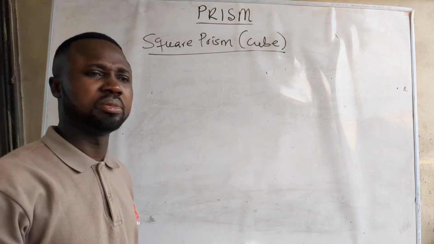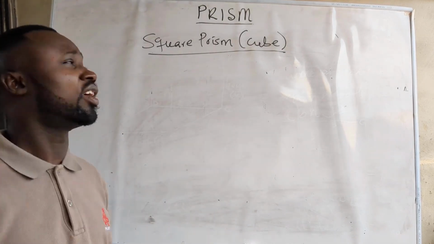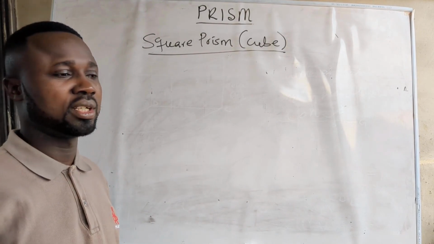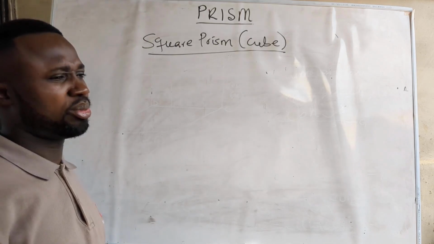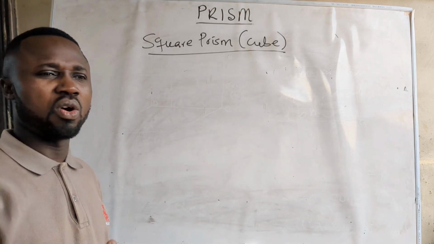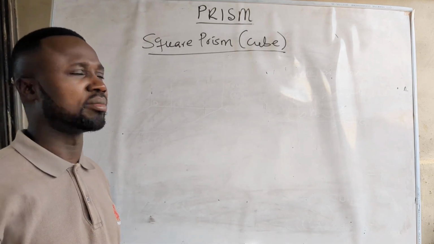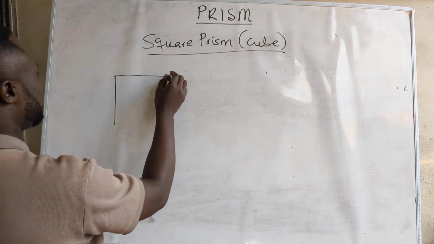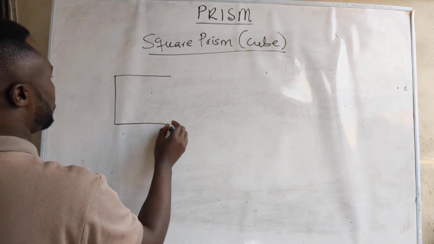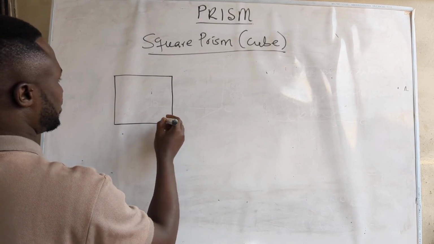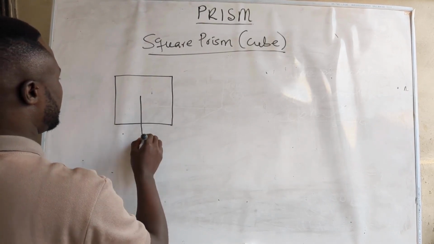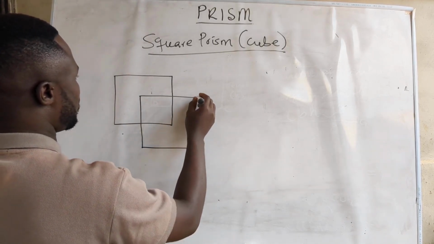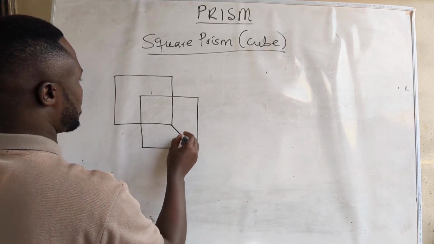Okay, so square prism is a type of rectangular prism, since square is a type of rectangle. So it's the same thing. And the square prism, you know what square is. All the dimensions are the same. So this is how a square prism will look like. Okay, so all the dimensions are equal. That's about a square prism.